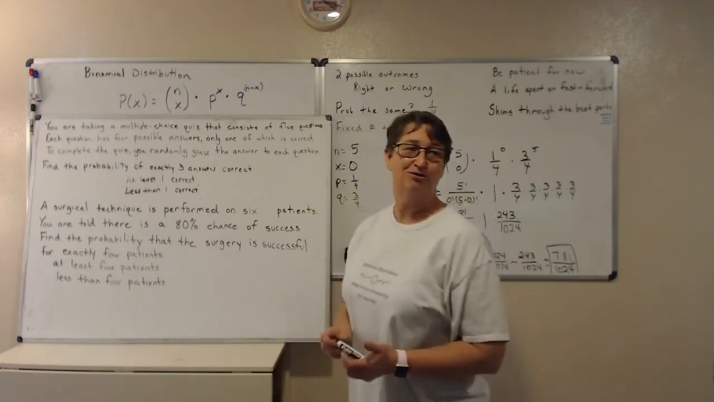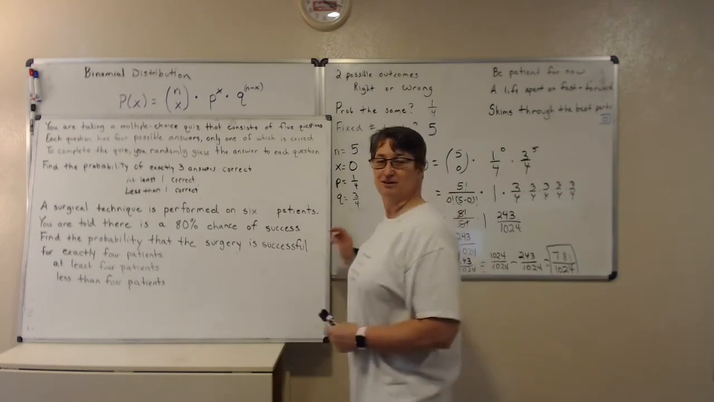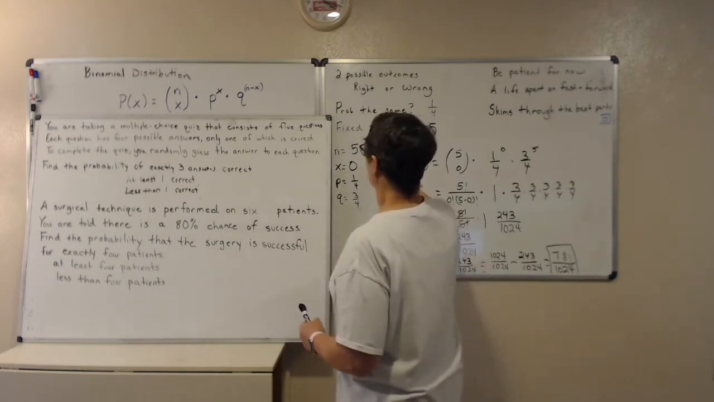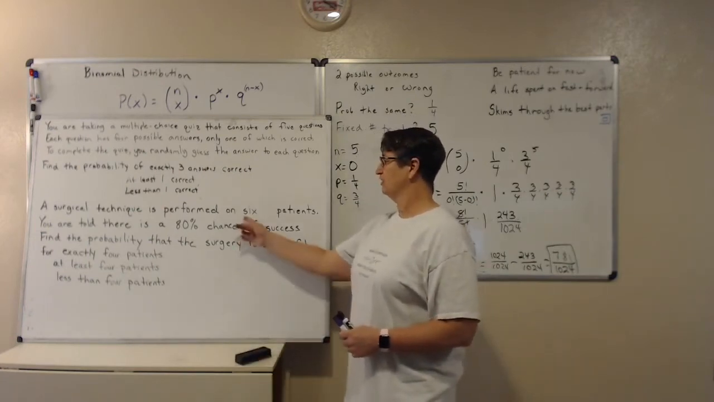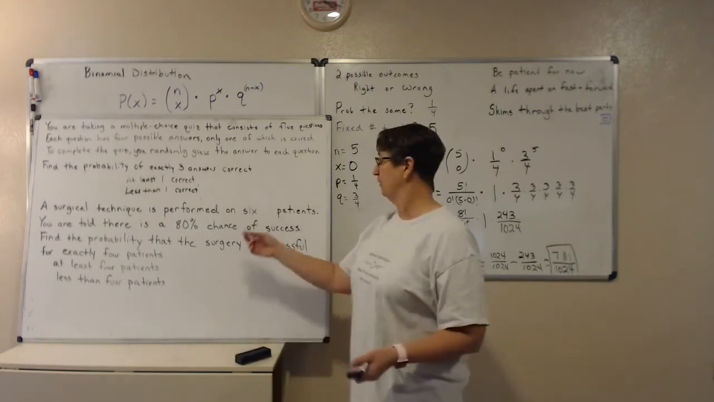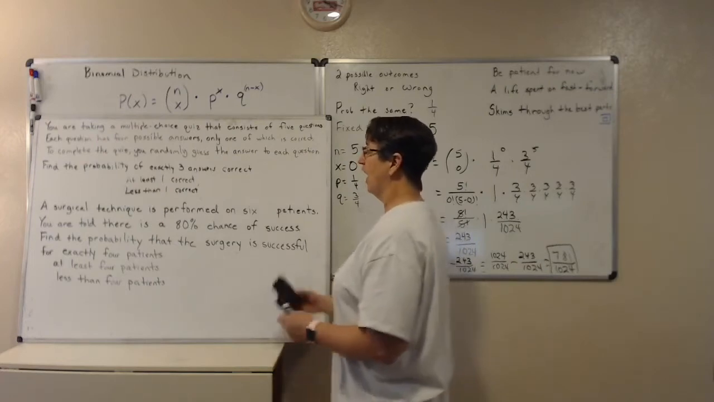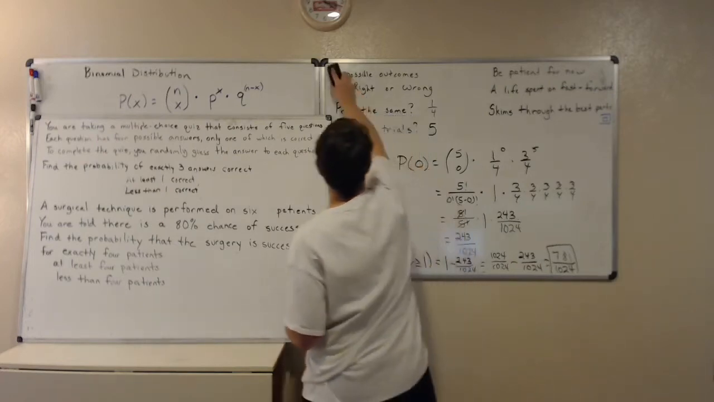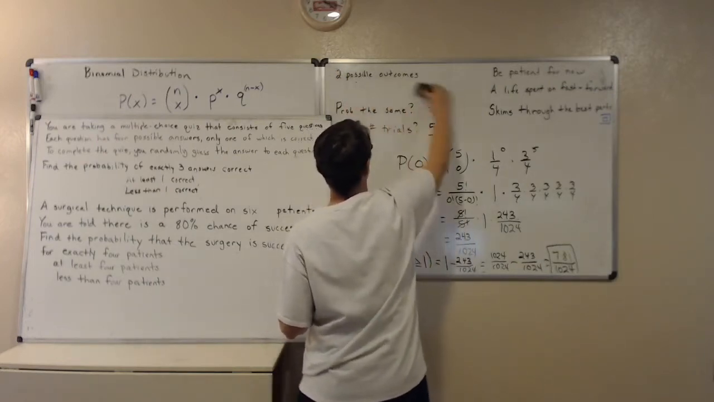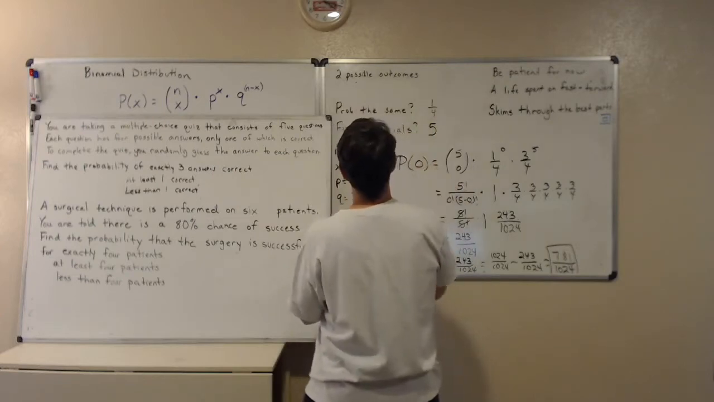That's kind of where I go to, Eve, is the life or death. And there are a fixed number of trials. He's not going to do this an infinite number of times. He's got a fixed number. He's doing it with 6 patients. So our conditions for binomial are met. We have 2 possible outcomes, life or death.